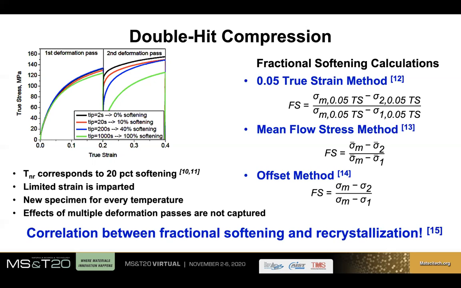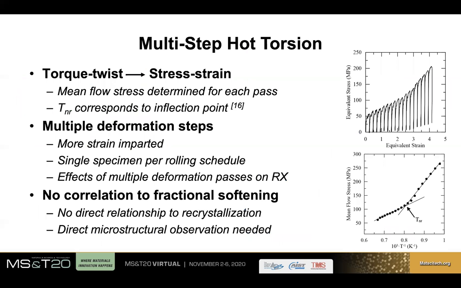And so effects of multiple deformation passes on recrystallization behavior are not typically captured with double hit compression testing. So as an alternative, multi-step hot torsion testing has also been used for determining TNR, and the general procedure for this type of test is to reheat the specimen to, again, dissolve microalloying additions, cool to the first deformation temperature, and twist the specimen with a given set of parameters.